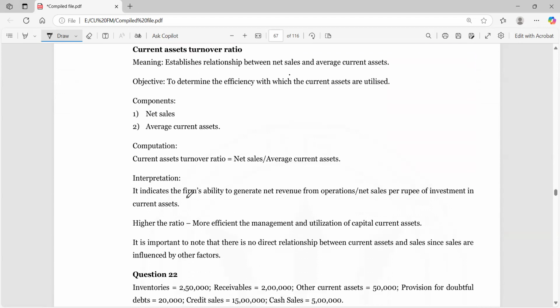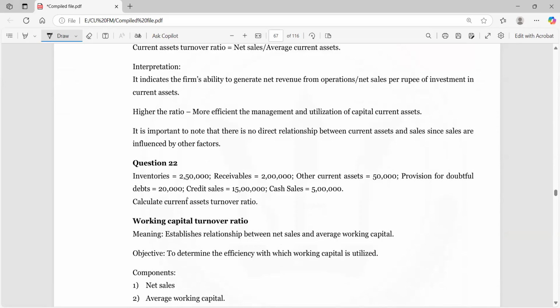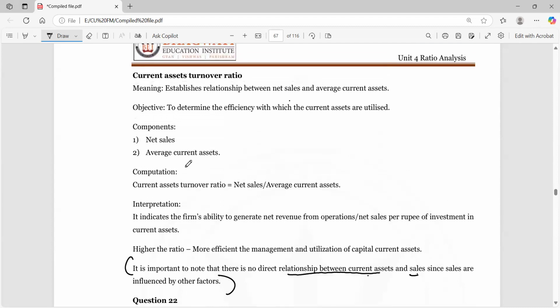Next, current asset turnover ratio. Before starting the ratio, let me tell you one thing. It is important to note that there is no direct relationship between current assets and sales, because sales is affected by numerous other factors. It is not just affected by the current assets of the organization. Sales depends upon the demand in the market, right? So the relevance of this ratio is very much less.